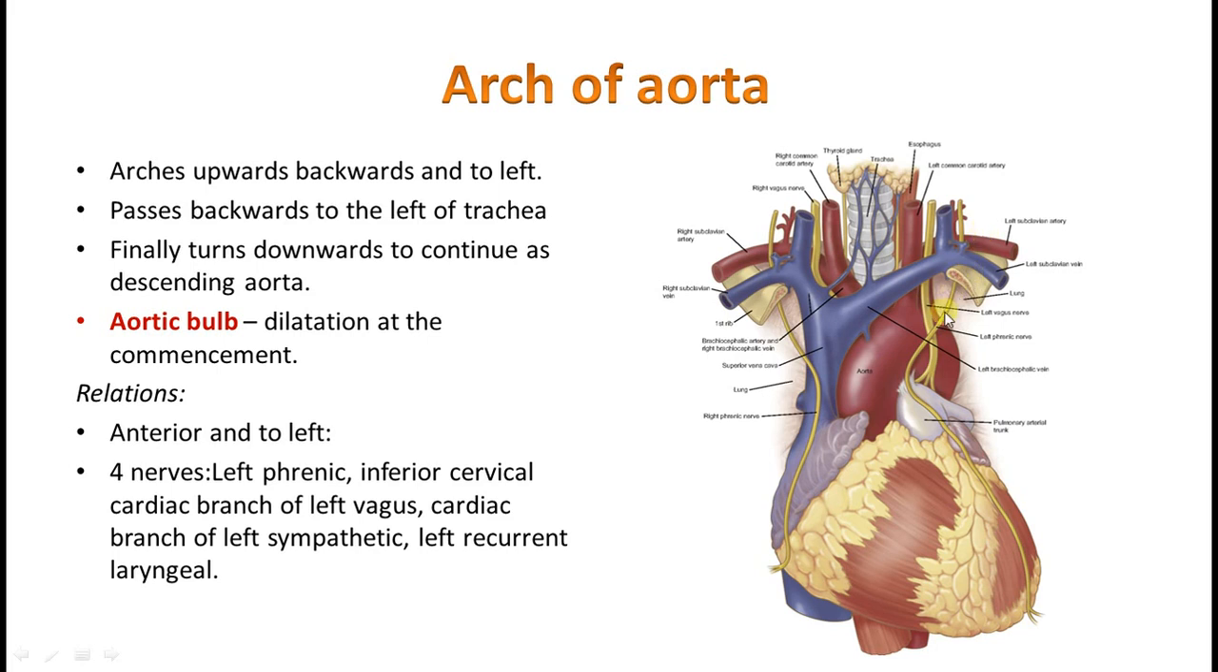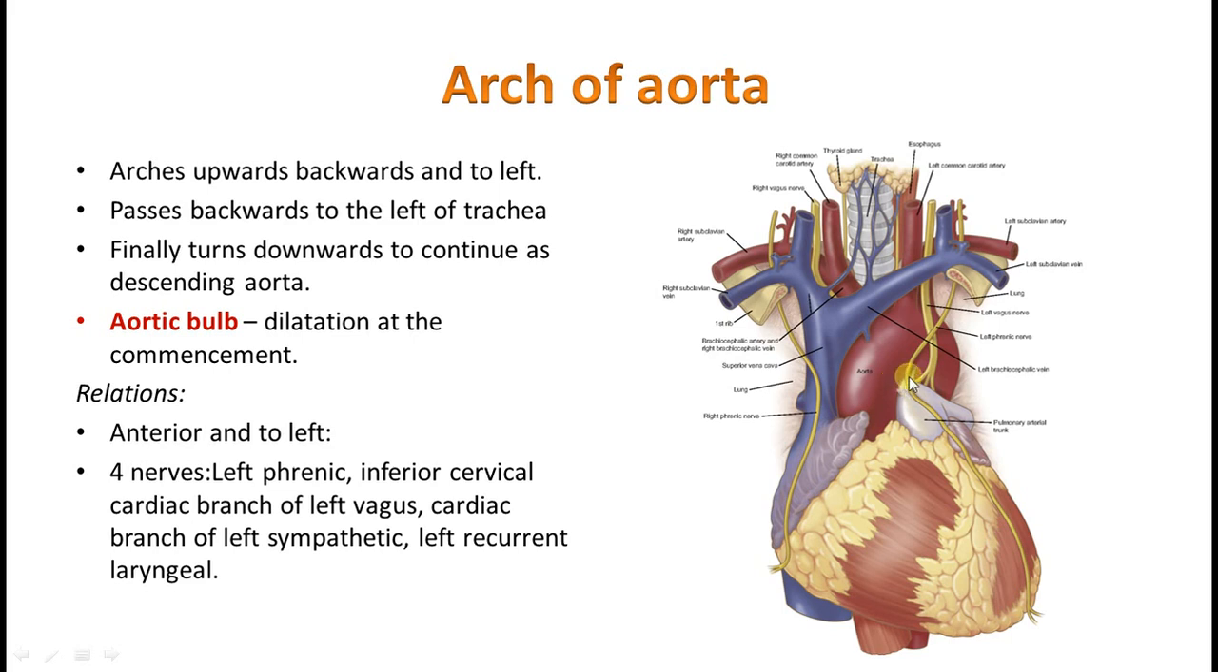Here you are able to see the phrenic nerve is somewhat crossing. So that is the phrenic nerve. Then the inferior cervical cardiac branch is from the vagus. It is a branch of the vagus which is going to take part in the cardiac plexus. And then the superior cervical cardiac branch is from the sympathetic chain.